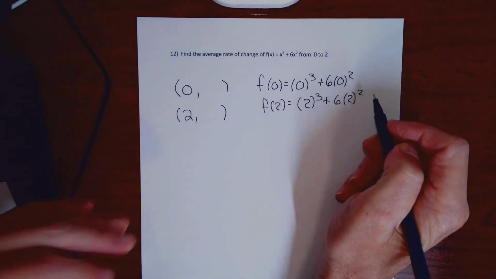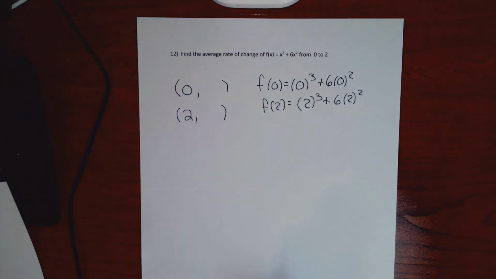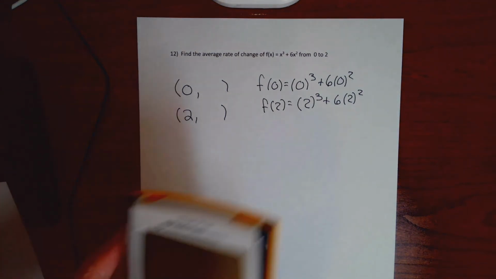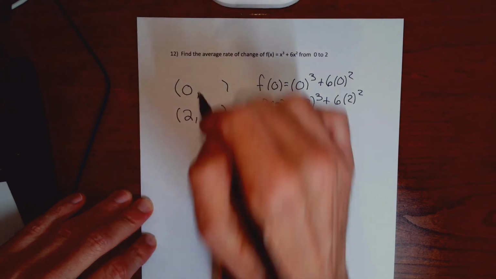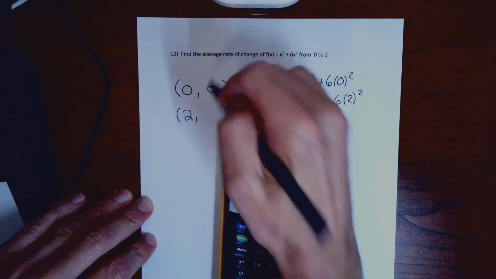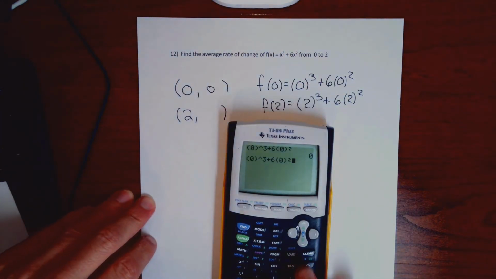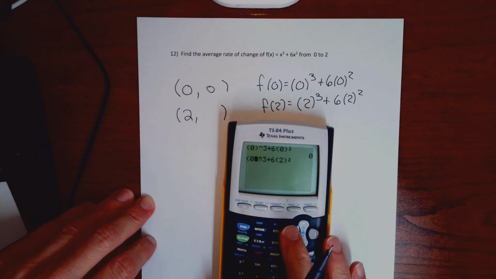I think it's like 0 and 32. Let me just do this on my calculator. So the top y is going to be 0 cubed plus 6 times 0 squared. Top y is 0. Now second and enter. For the bottom y, change those zeros to 2 and get 32.